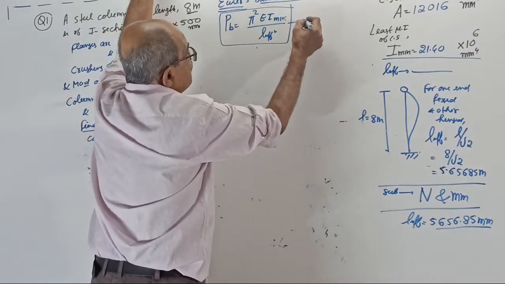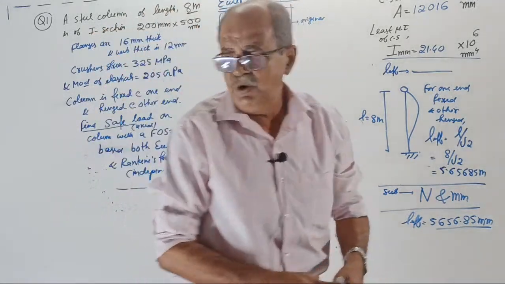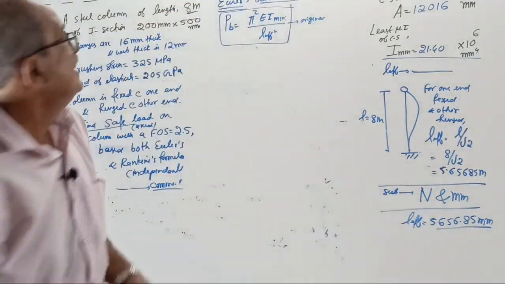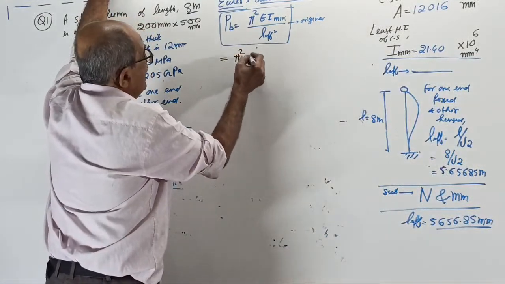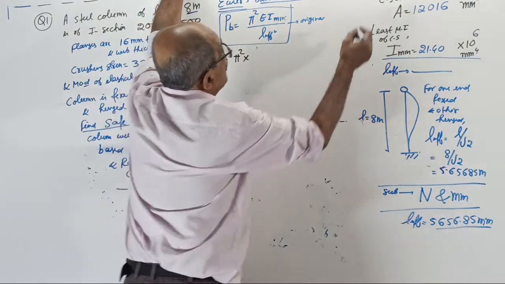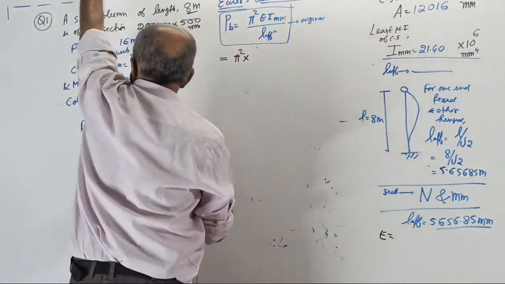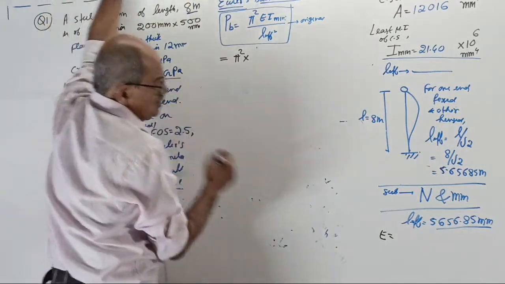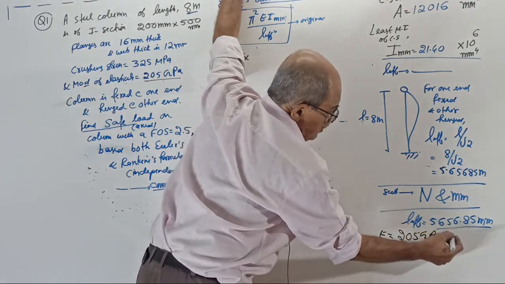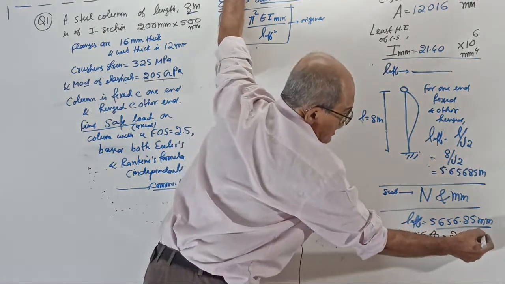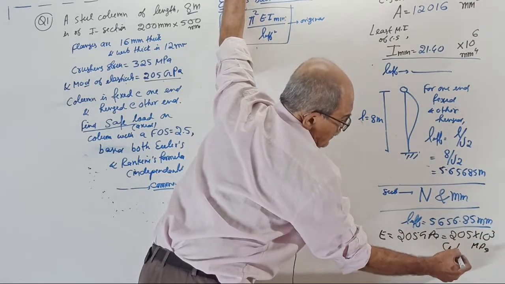If you are applying the original Euler's formula, data is sufficient. Substituting, you get P_B equal to pi square. Make a note somewhere: E, as told in the class question, the modulus of elasticity is 205 GPa, equal to 205 times 10 to the power 3 MPa. MPa means Newton per mm square.